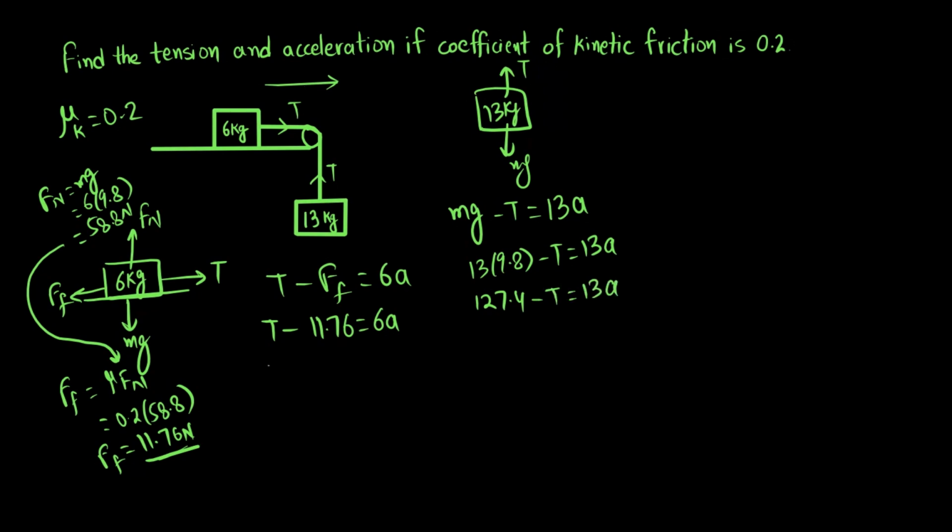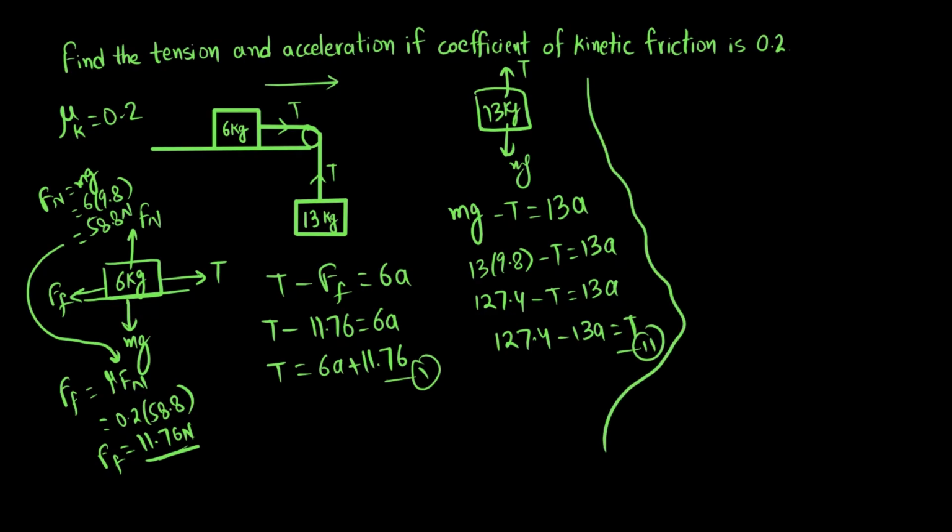Now from the first equation I can isolate for T, it is 6a plus 11.76. From the second equation, 127.4 minus 13a is equal to T. Now this is equation 1, this is equation 2. They both represent tension. So you can say that they are equal in value. 6a plus 11.76 would be equal to 127.4 minus 13a. 6a plus 13a equals 127.4 minus 11.76.